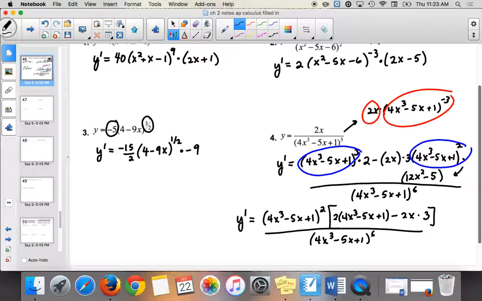So Michaela had a confused face. You could use the chain. Well, I used the chain rule right here. So I did 3 times the thing squared times the chain like that. Oh, I left off my 12x squared minus 5, didn't I? Is that what you're going to tell me?